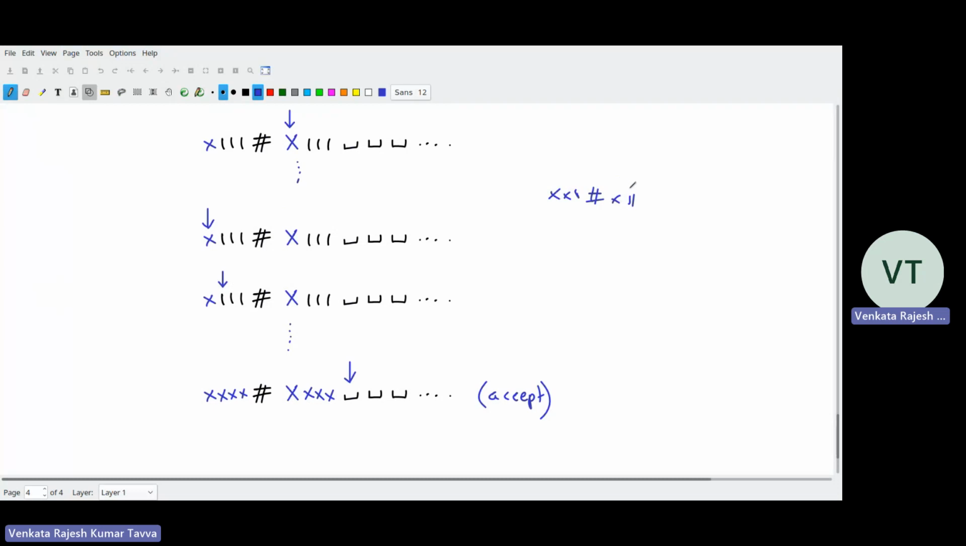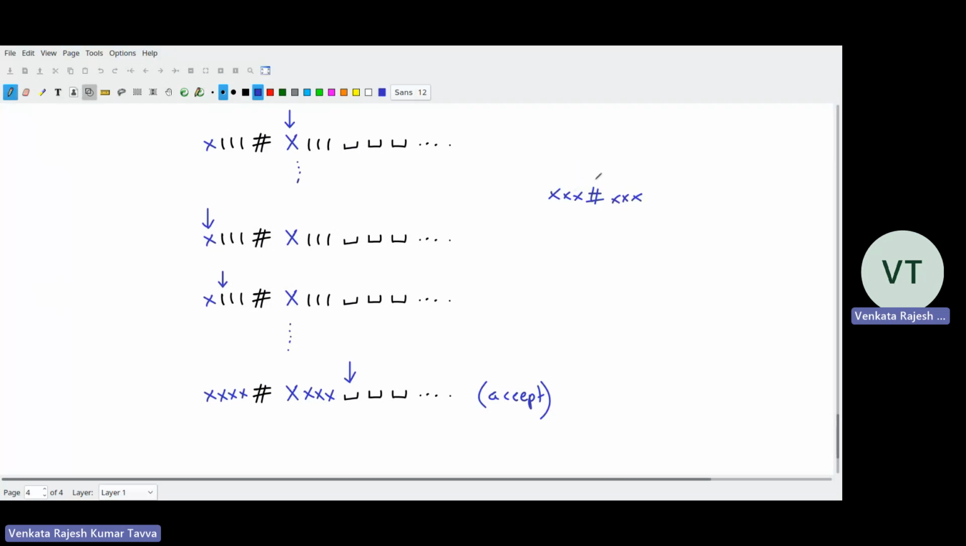I keep moving right until the first uncrossed symbol. I am here. I see a 1 here also. So I cross this one and I keep moving left until I see the first cross. I need not look at these crosses. I just stop at the first cross. Now I stop here. I go again one step right. I cross this. I remember it's a 1. I keep going until the first uncrossed symbol here. I see this is also a 1. I cross it. I keep going left to the first cross.